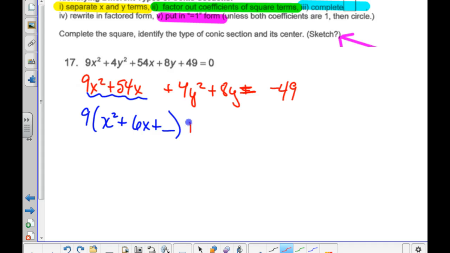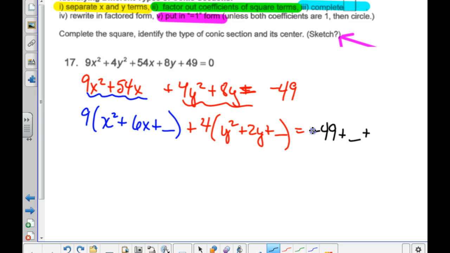Okay, plus, out of the y's right here, I'm going to pull a 4. What will I have then? y squared plus 2y plus blank. Okay, and over on the other side, I'm going to have a negative 49 plus a blank plus a blank. Okay, before I go any further, everyone sees that in order for this to be equal to what we started with, if I put a 2 here, I'm going to need 9 times 2 or 18 on the other side. Okay, we're going there. All right. What are we going to put here?